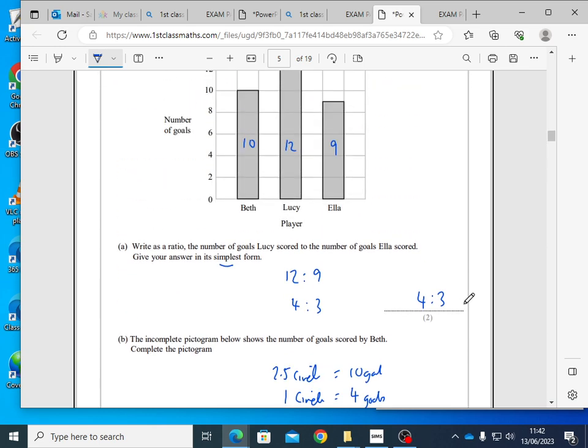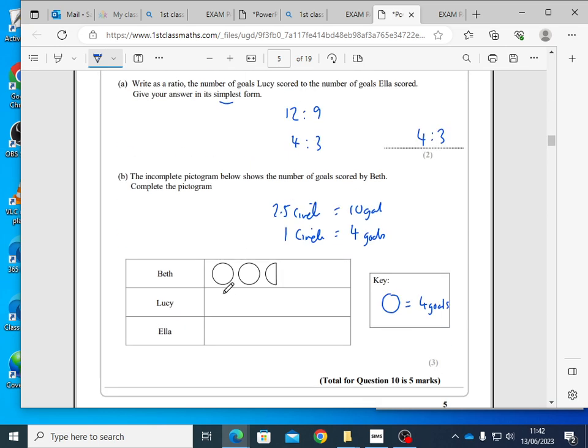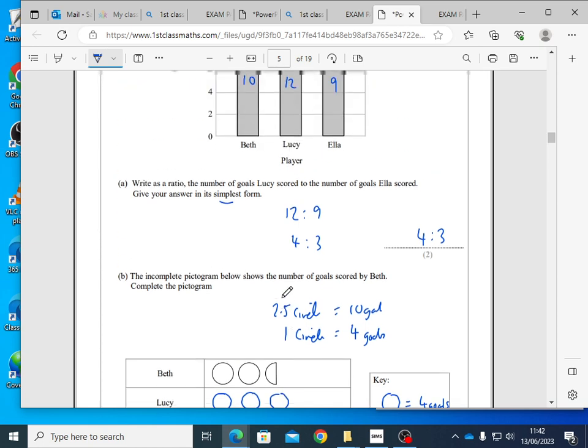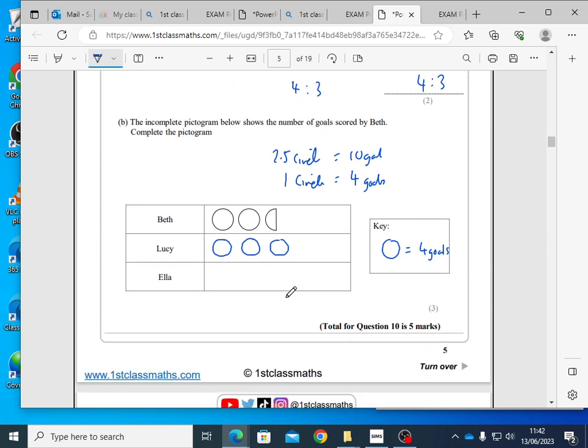Now, Lucy scored 12, so that's going to be 4, 8, 12, and Ella scored 9, so that's going to be 4, 8. Now, that represents 2 semicircles, and then a quarter of a circle will represent 1. So 4, 8, and 1 is 9. Okay.